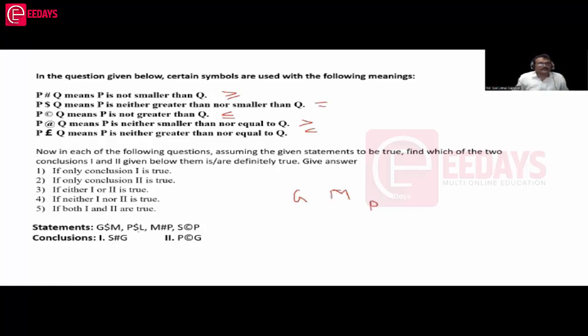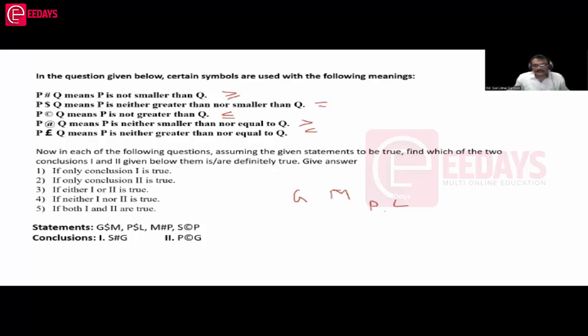Now S, dollar means equal to S. And what is the next one? S copyright P. Sorry, not S. That is P equal to L. And next, S copyright P. Copyright S is less than or equal to P.